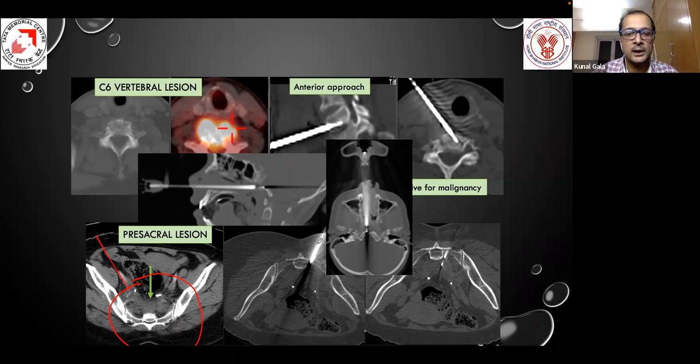So what one can do is use a transsacral approach. After going transsacrally, one can use a coaxial needle and take multiple cores, and this turned out to be post-op fibrosis.